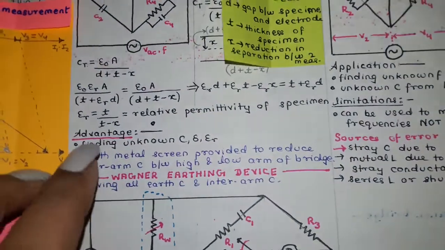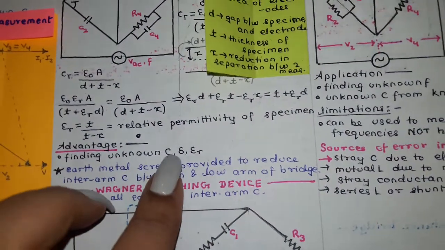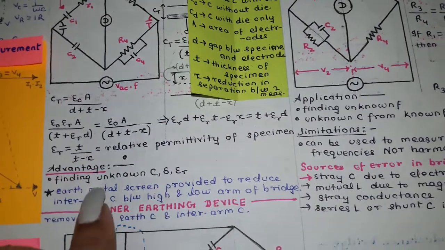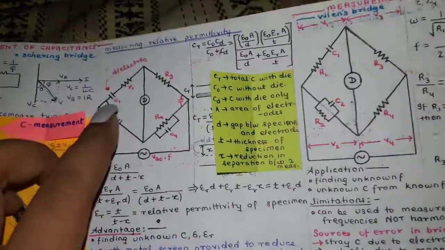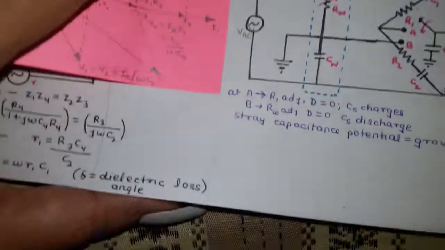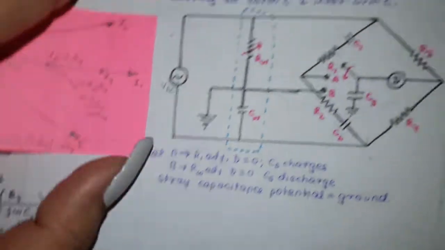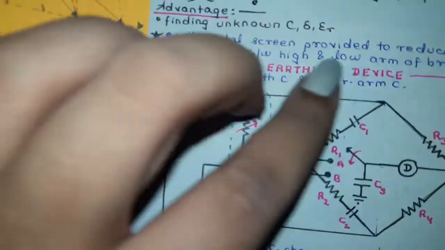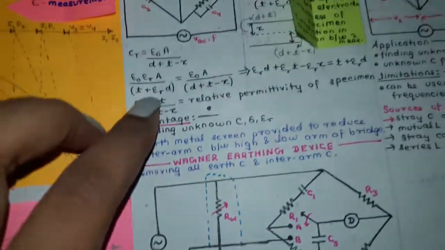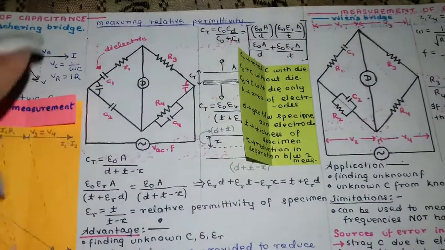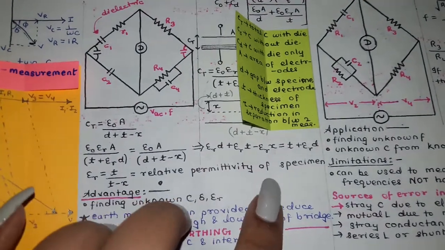Now the advantages are, finding the unknown quantities is pretty easy. You have formulae for everything. Unknown capacitance can be found out using this method. Your dielectric loss angle can also be calculated. Your errors can also be calculated, if you are facing errors regarding the measurement of capacitance or the relative permittivity. The error is also easy to calculate.